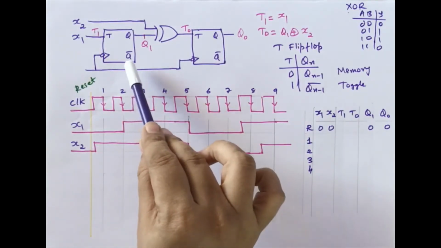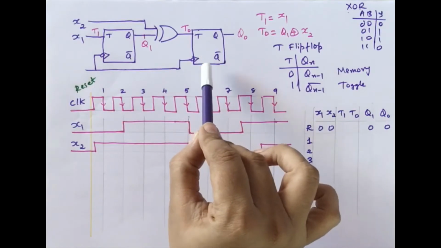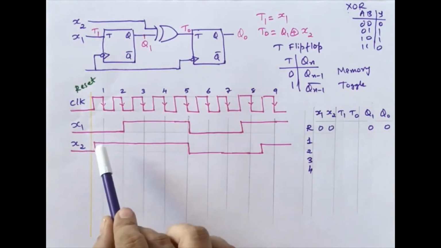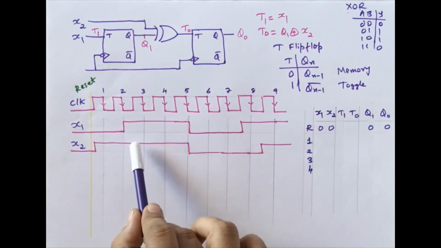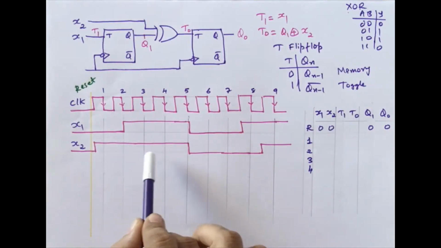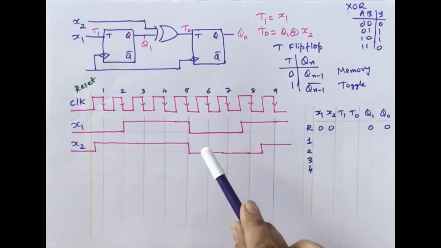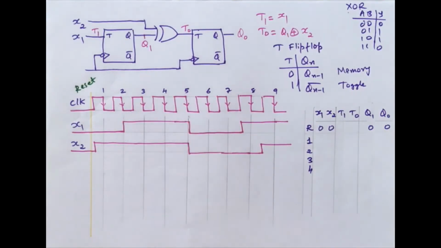In this figure you can look at two different T flip-flops. They are negative edge triggered. X1 and X2 are two external inputs of this flip-flop. They are changing asynchronously. That means anytime these inputs can change. And with the clock pulse we are going to look at the behavior of this flip-flop.